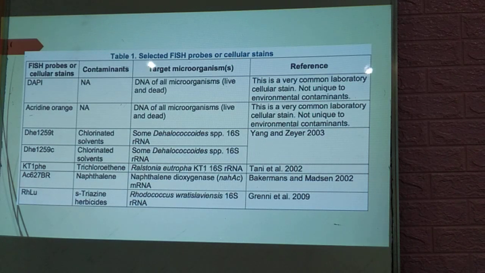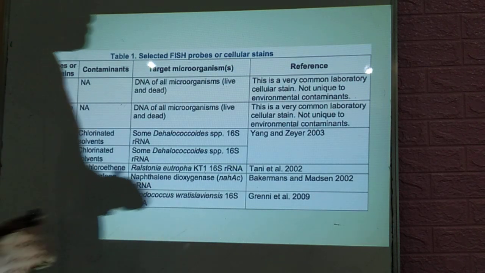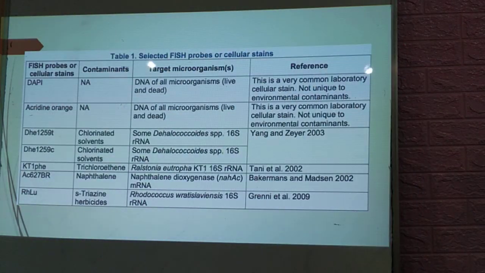If you are to remember, guys, these are all for bioremediation. Selected fish probes, just examples. Next one, AC627BR, naphthalene is the contaminant, and this is for naphthalene dioxygenase, which is again referenced by Baker, Mans, and Madsen in 2002. So these are all for bioremediation. And RH-Lu, S-triazine herbicides, Rhodococcus ratislaviensis, which is, of course, 16S rRNA from Gray et al. 2009. So these are just examples of our selected probes or fish probes or cellular stains.